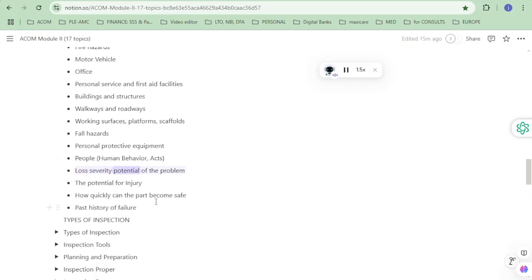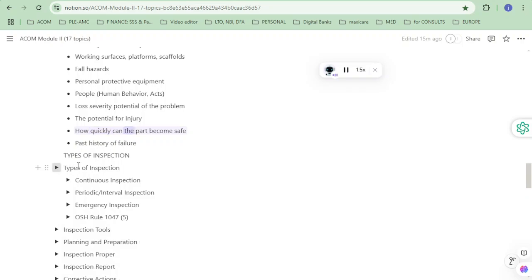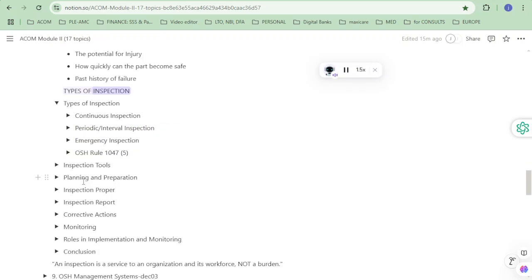Priorities: loss severity potential of the problem. The potential for injury. How quickly can the part become safe? Past history of failure.